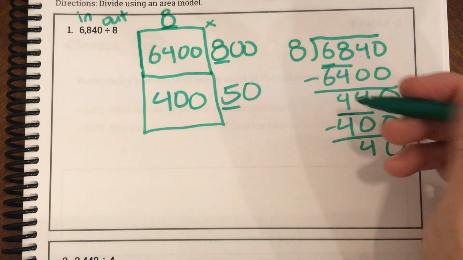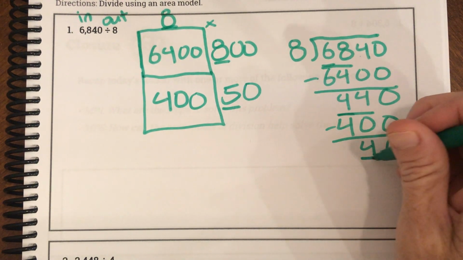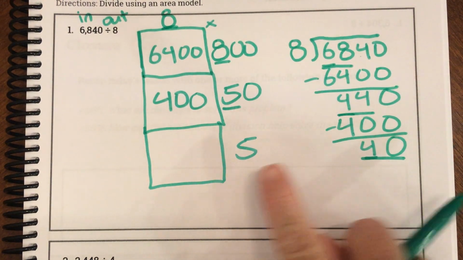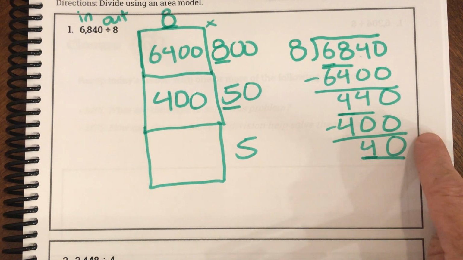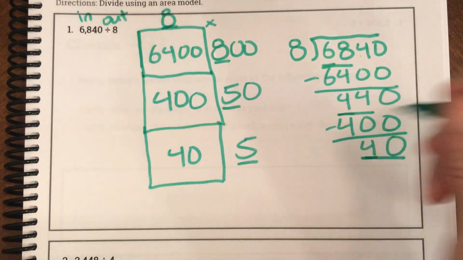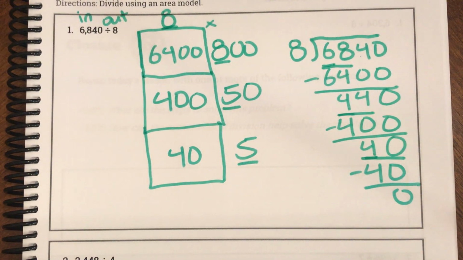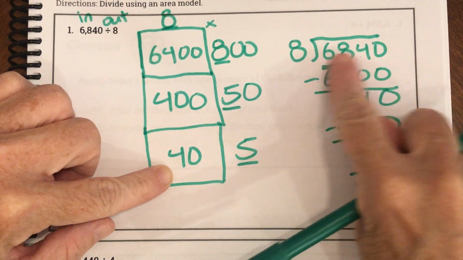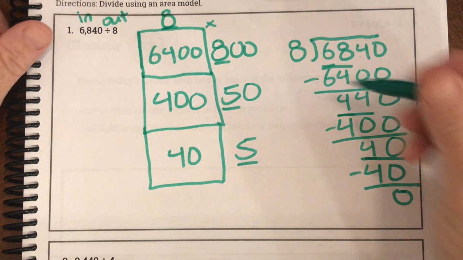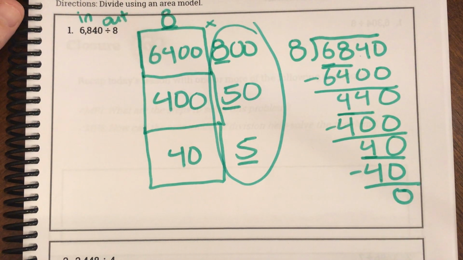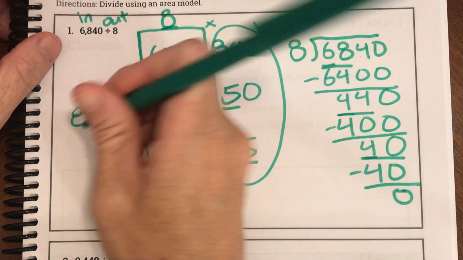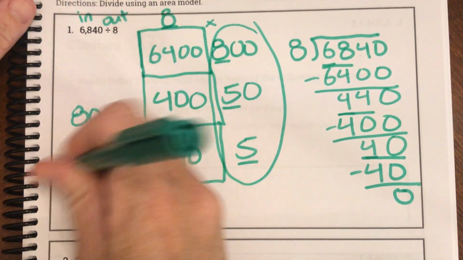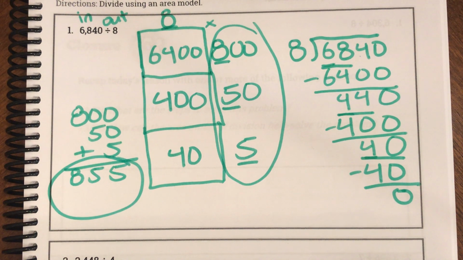Okay, so we're going to keep going. 8 can fit into 4 how many times? None. 8 can fit into 40 how many times? 5 times. And it's just 5 because there's nothing after. Okay, so 8 times 5 is 40. And we are left with 0. Okay, so I'm not going to make you do it, but if we added these, we would get this. That's all we did, is we broke this up into chunks. What we want to add is our partial quotients to get our full quotient. So we have 800 plus 50 plus 5. So we have 8, 5, and 5, 855. That is our quotient. That's our final answer.